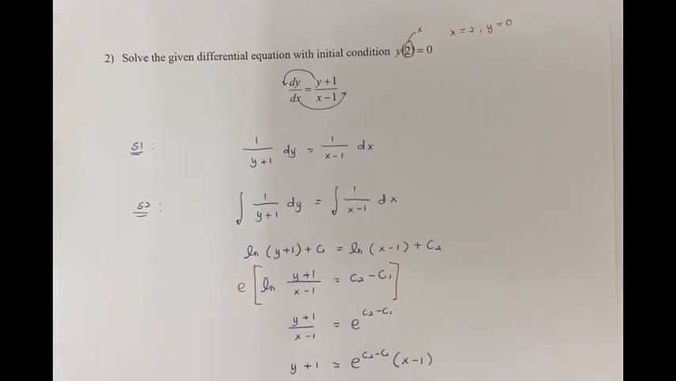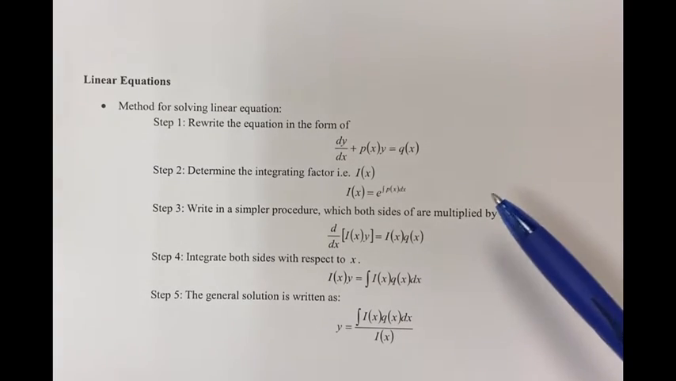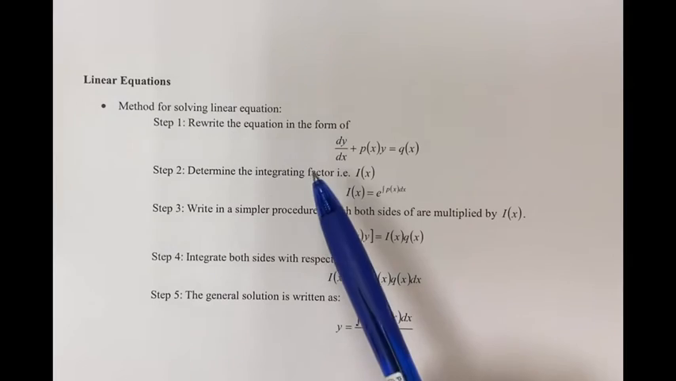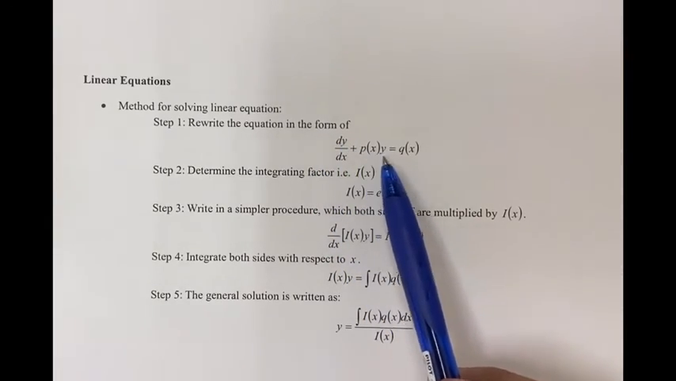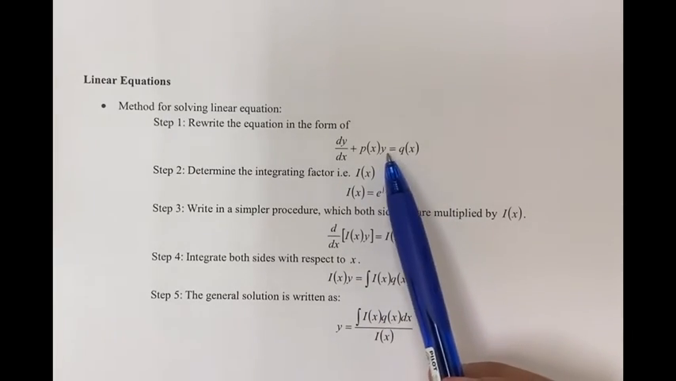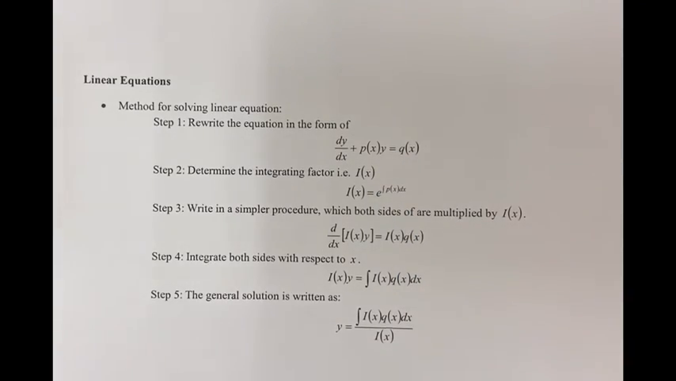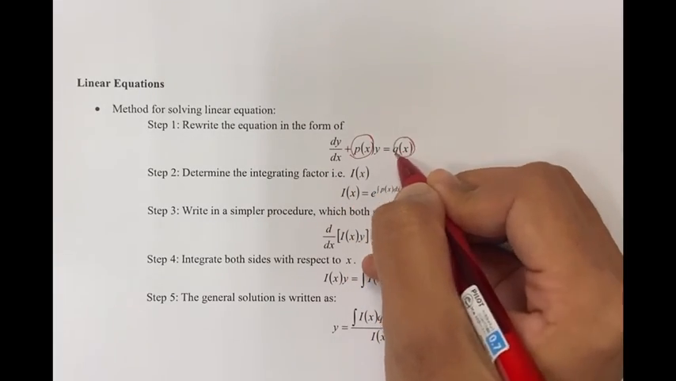Okay. The next equations is linear equations. So before this, you know how to determine whether the equations is linear or non-linear. And if it is linear, you can solve the linear equation using these 5 steps. Okay, so we start with rewrite the equation in the form of this one. So you need to have your px, y, and then qx. Rewrite the equation into this and determine what is your px and qx. It is important to know what is your px and qx.